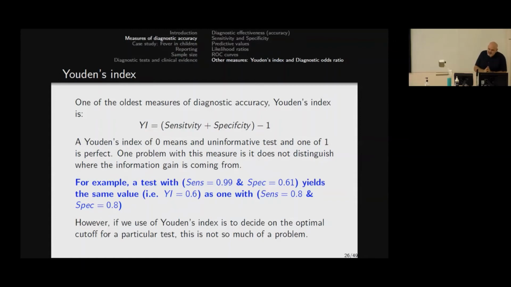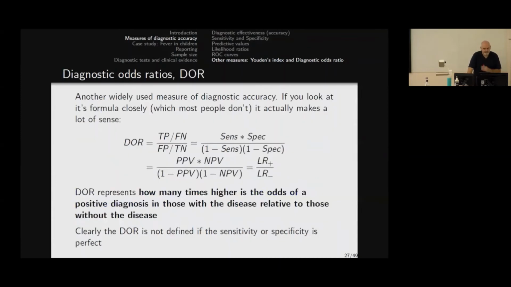Where it is useful is deciding where the cut point should be on an ROC curve. Okay, and that's its real use. Okay, and we'll come back to that.